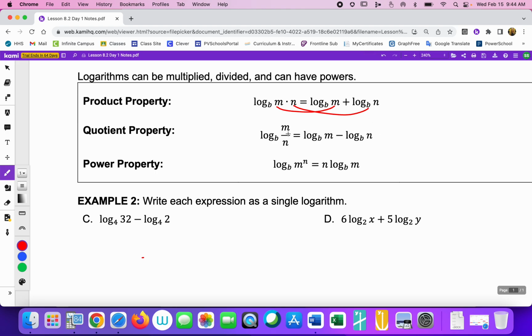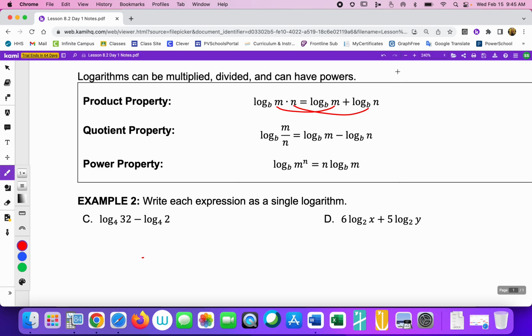Division is the opposite. So multiplication becomes addition when you expand. Division becomes subtraction. Now it's always the numerator of the division is the first argument, and it'll be subtracting the log of the second one. Vice versa. If you're going from subtraction into division, the first term is the numerator, the second argument is the denominator. Okay. So we're going to be going back and forth between the two.